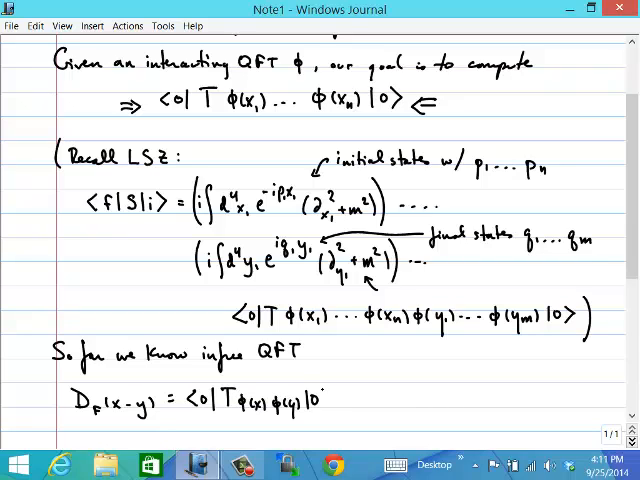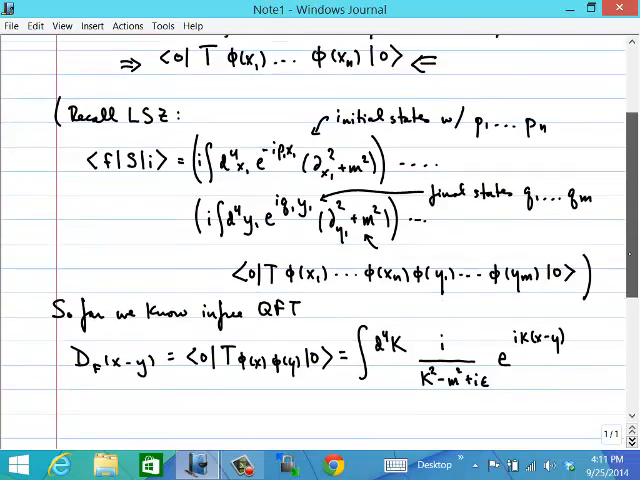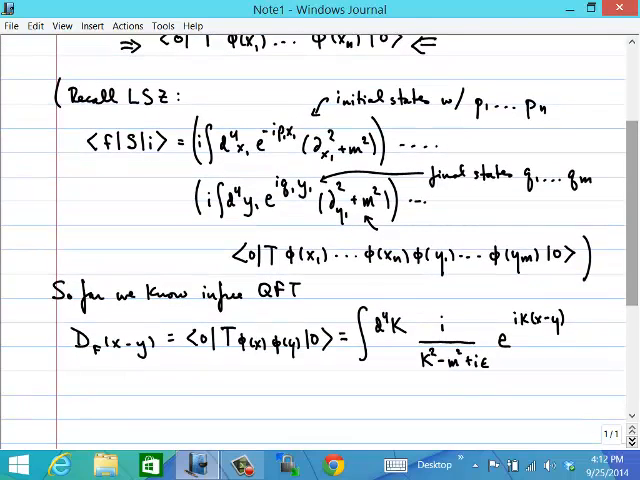That's the time-ordered expectation value of phi x, phi y, and it's given by an integral d4k of i over k squared minus m squared, with an additional i epsilon there to remind us that when we do the k0 integral, we need to include the correct poles in this sum. And then we take a Fourier transform to give you the Feynman propagator in position space.